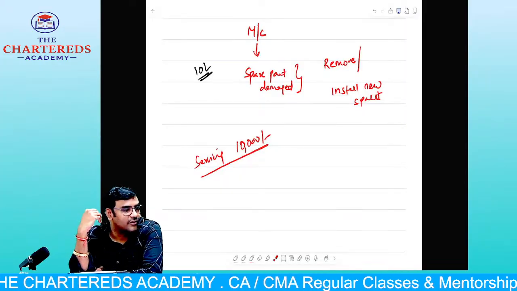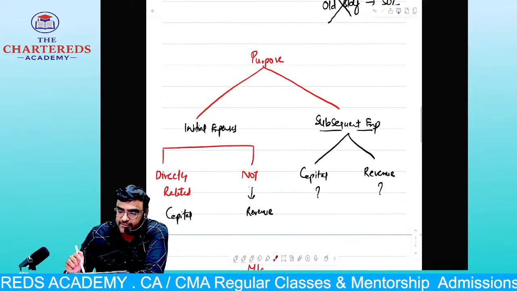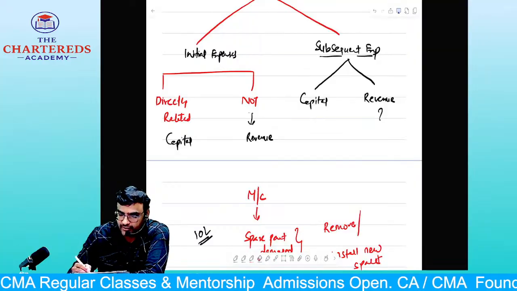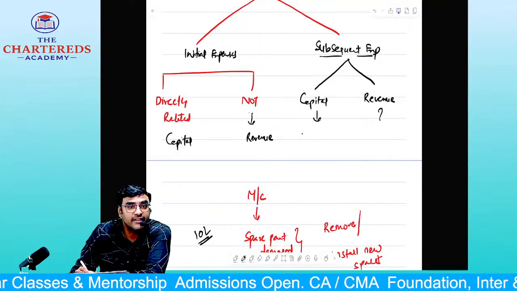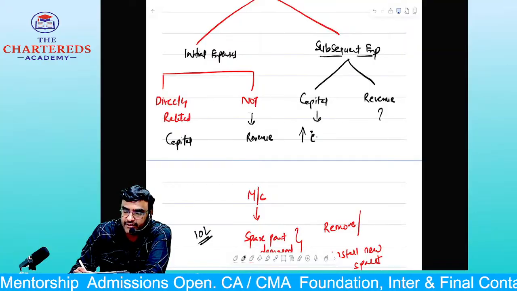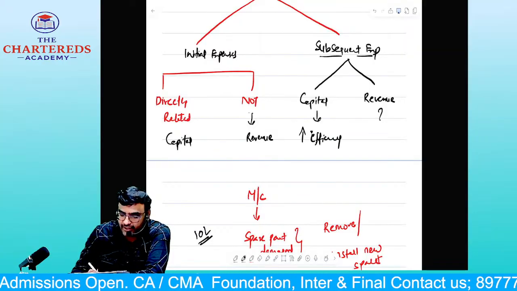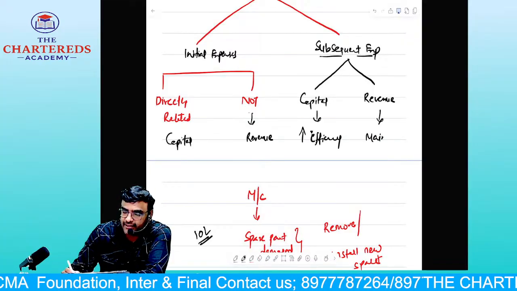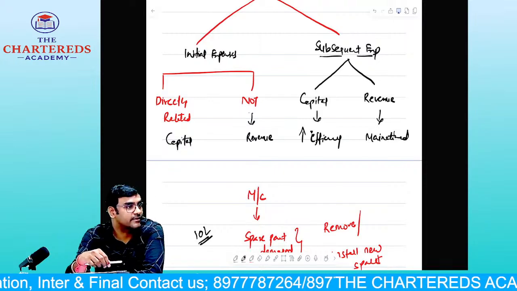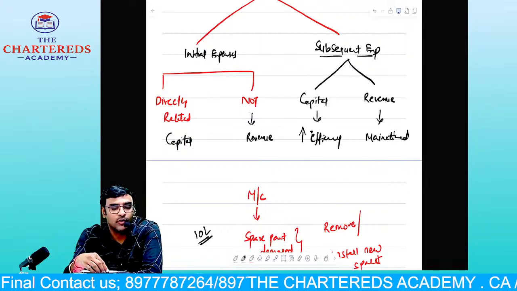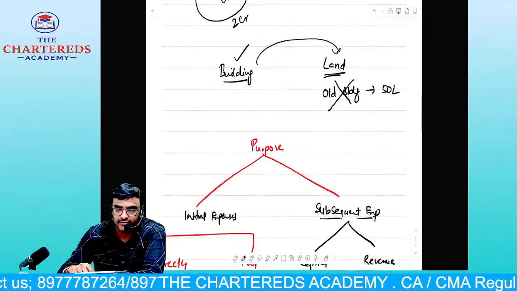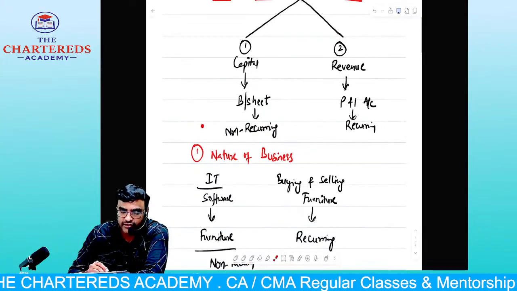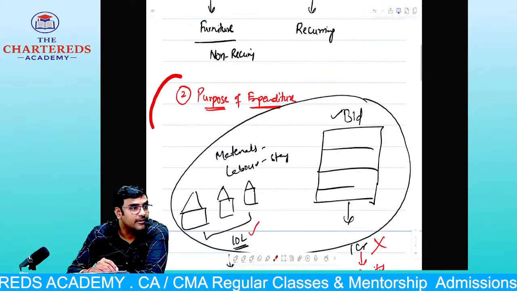Very perfect. So, moral of the story, tell me, purpose of the expense, in subsequent expenditure, when do you treat it as a capital expense? If efficiency is increasing or not increasing? If there is an increase in efficiency, I think all clear. And if the efficiency is maintained, it is all called a revenue expense. Comfortable? So, two important considerations are. Which two considerations are these? What is the first one? Nature of business. What is the second one?